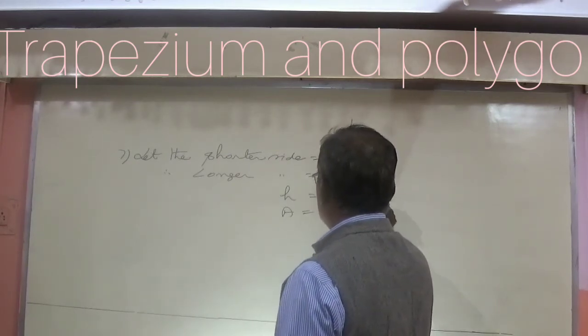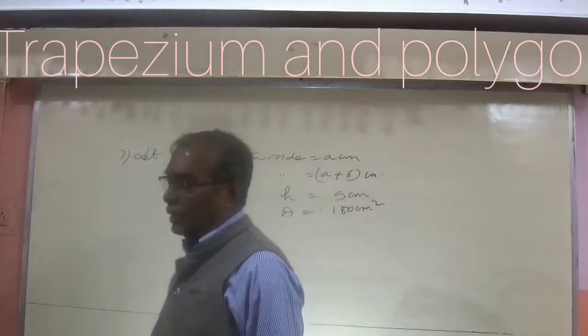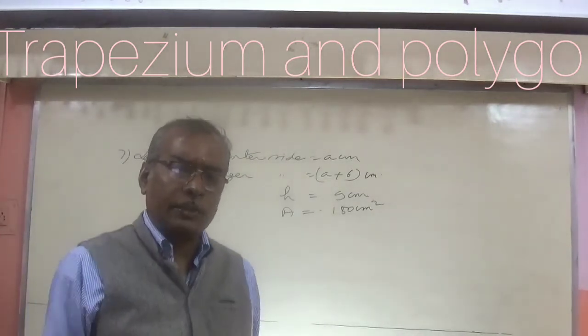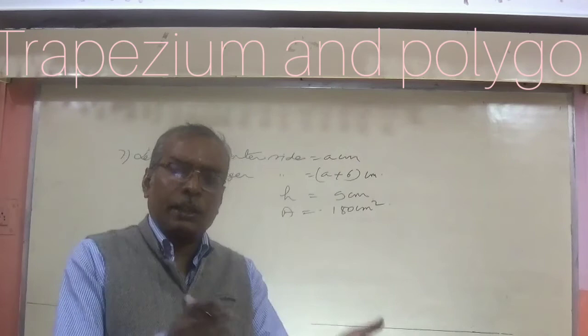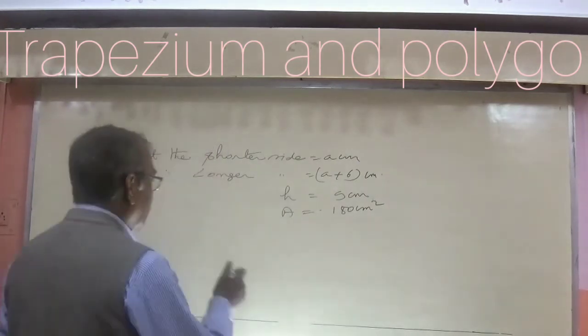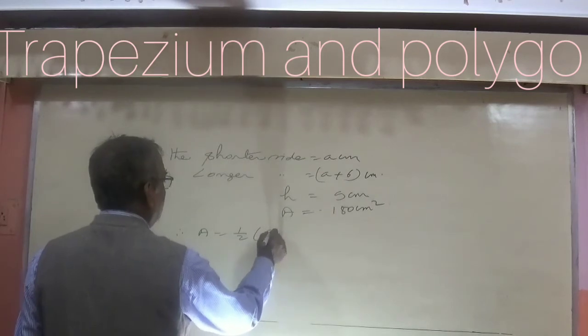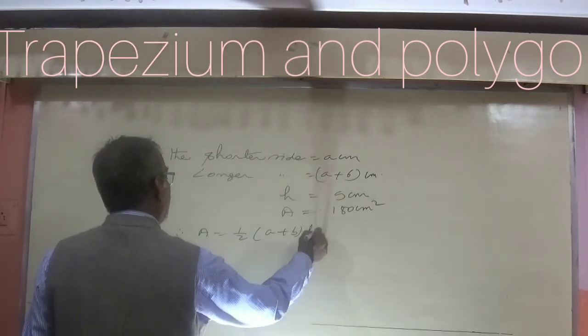So what is required to find? You have to find these two parallel sides. The parallel sides are not given, but the relation between them is given. One is A, the other is A plus 6. So let us start. Area of the trapezium is equal to half into the sum of the parallel sides into height.